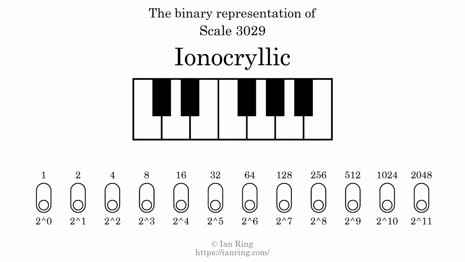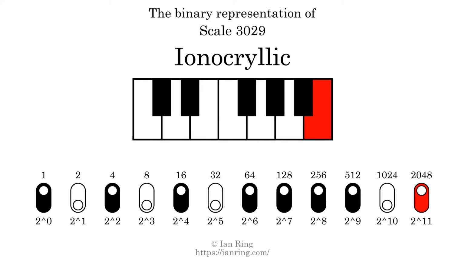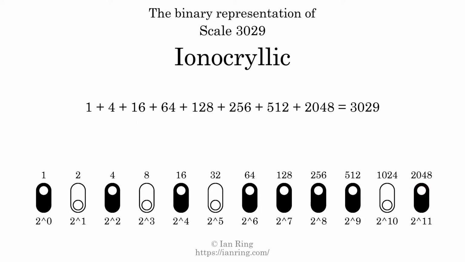The binary representation of this scale is determined by mapping tones of the scale to binary digits. Each binary digit represents a power of 2. To get the scale number, we add the powers of 2 together. The powers of 2 that are present in the scale, all added together, equals 3029. That is why the scale number, in decimal, is 3029.